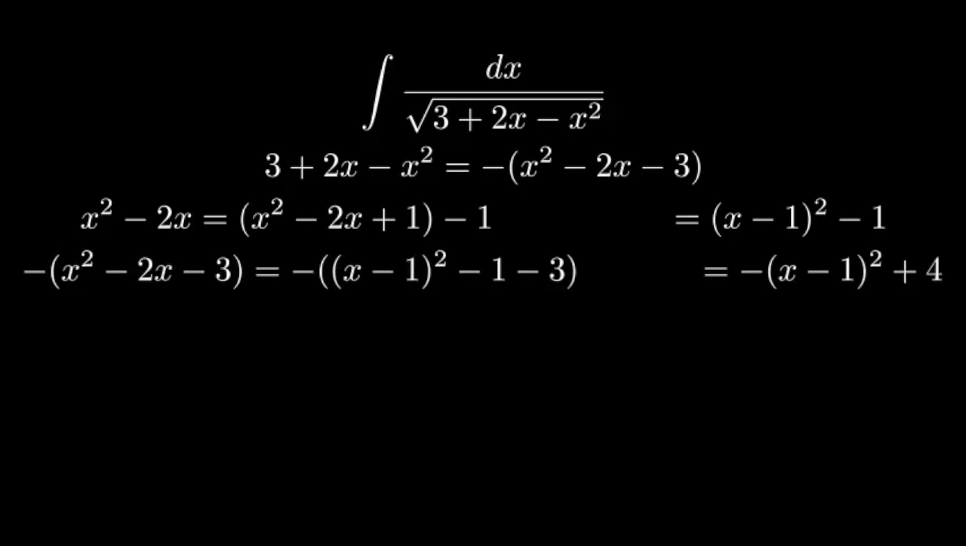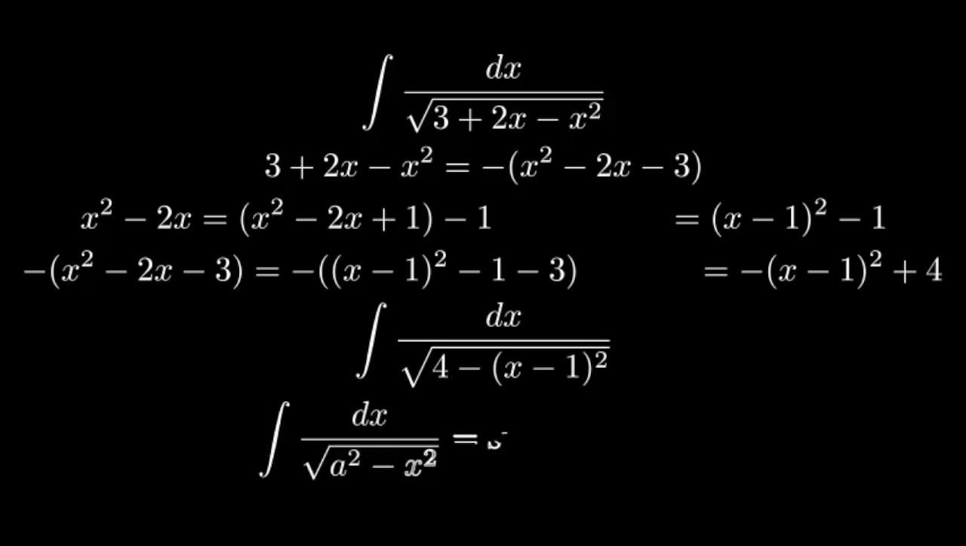Therefore, our integral becomes the integral of dx over the square root of 4 minus quantity x minus 1 squared. This is a standard form that we recognize. It's similar to the arcsine integral. The integral of dx over the square root of a squared minus x squared equals arcsine of x over a plus c. To use this formula, we need to make a substitution.